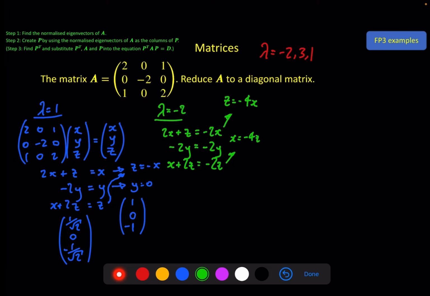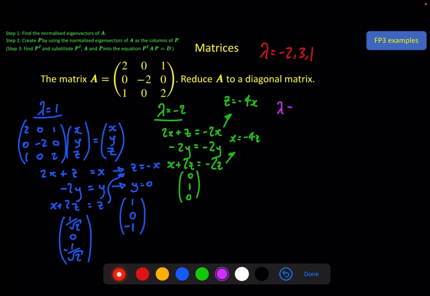Now for these two to be true at the same time, x and z must both be 0, and y can be anything, except I can't have a 0 vector, so it can't be a 0 in y, but anything else is okay. So 0 for x and z, and a 1 for y. And that's particularly nice because that is already normalized. The magnitude of that vector is 1, so I can leave that how it is.